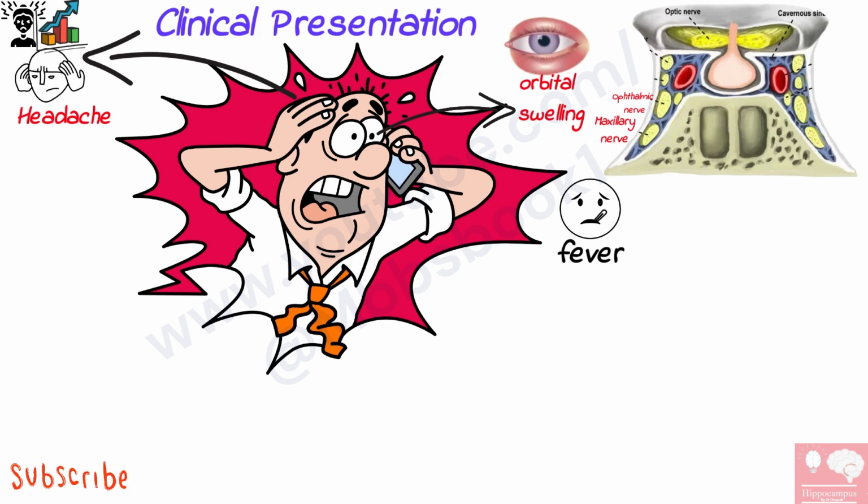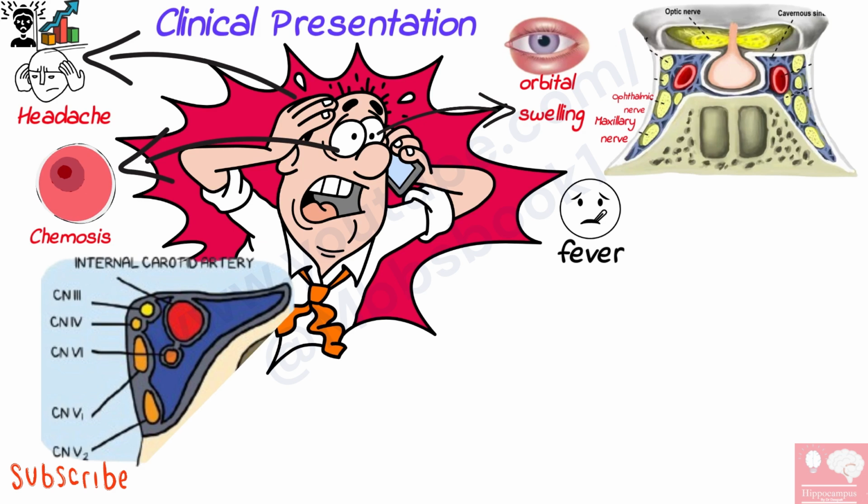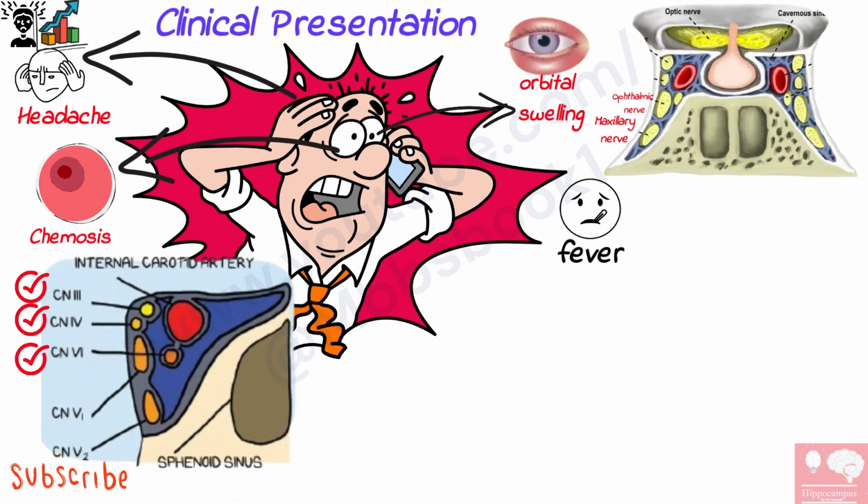It often presents as orbital or facial pain, orbital swelling, chemosis due to occlusion of the ophthalmic veins, oculomotor neuropathy affecting the third, fourth, and sixth cranial nerves, and trigeminal neuropathy affecting the ophthalmic, V1, and occasionally the maxillary, V2, divisions of the trigeminal nerve.